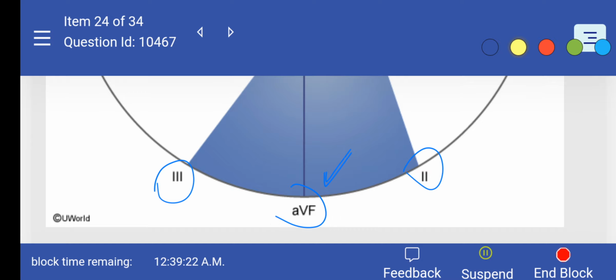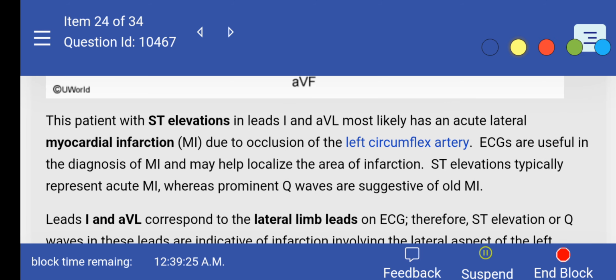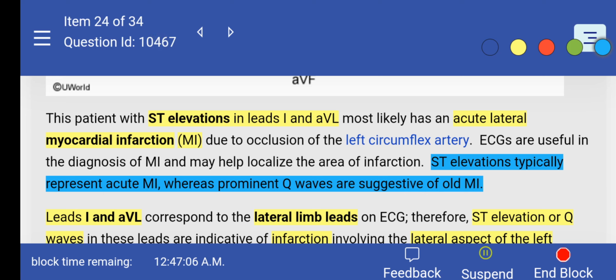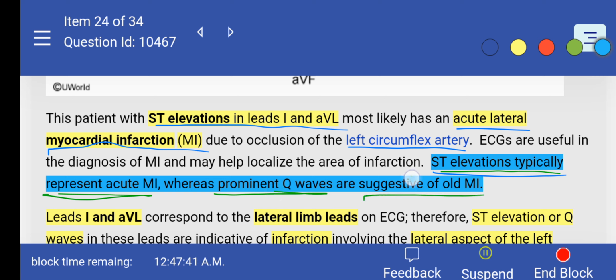Now let us look at the explanation further. This patient with ST elevation in lead 1 and AVL most likely has an acute lateral myocardial infarction due to the occlusion of left circumflex artery. Okay, ECGs are useful in the diagnosis of MI and may help localize the area of infarction. ST elevations typically represent acute MI. Point to be noted, this is important, right? ST elevations typically represent acute MI, whereas prominent Q waves are suggestive of old MI, right?